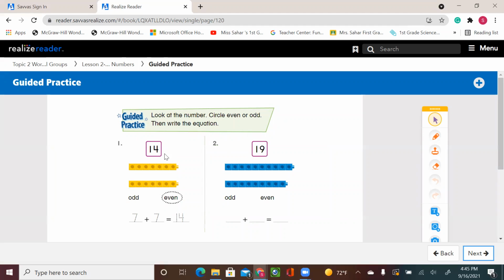All right, for example, 14. You can also look at the ones digit, and I know it's 4. 4 is an even number that I can split into two equal parts. That means 14 is also an even number that can be split into two equal parts, 7 and 7. How about 19? As you can see, you cannot break them into two equal parts, and the ones digit on number 19 is 9, and 9 is not an even number, so this is an odd number.